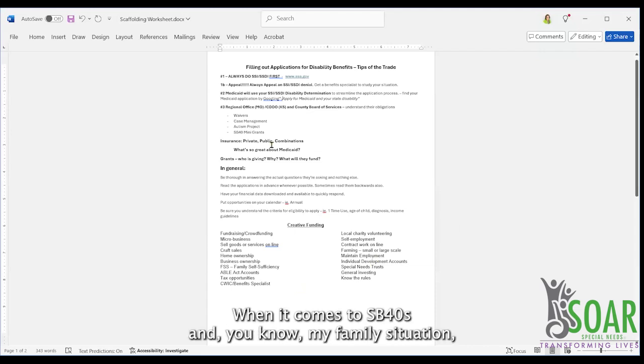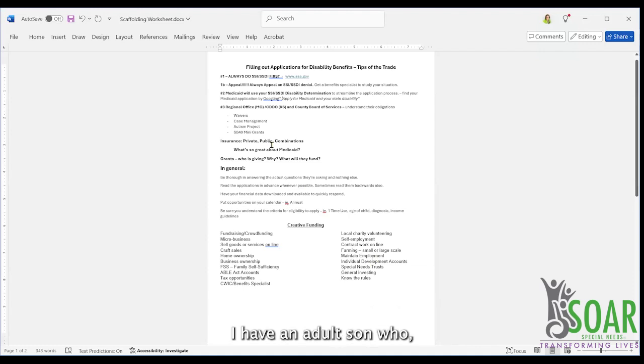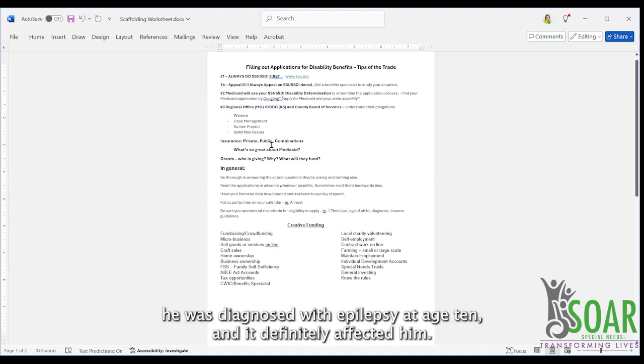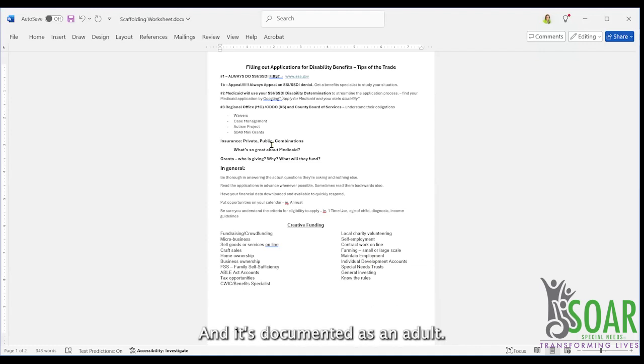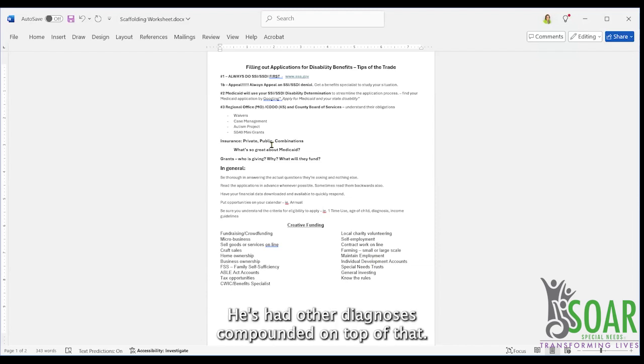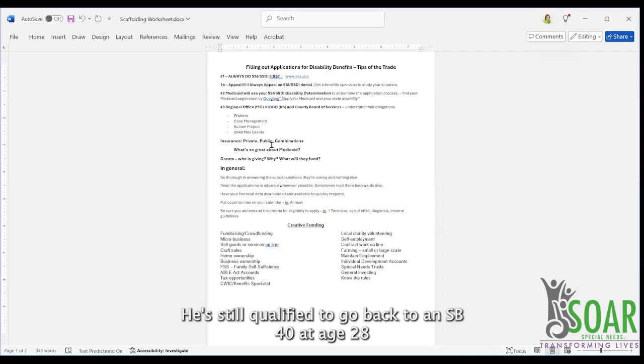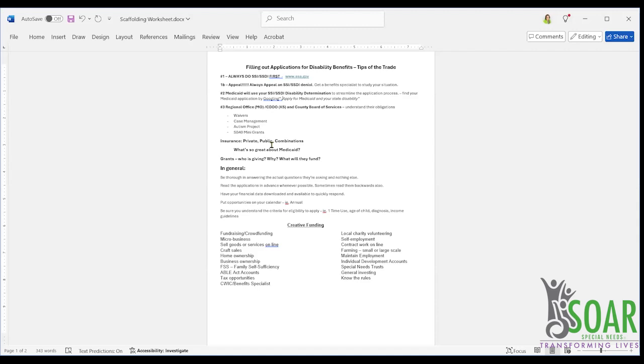When it comes to SB 40s, and my family situation, I have an adult son who was diagnosed with epilepsy at age 10, and it definitely affected him, and that's documented. As an adult now, he's 28. He's had other diagnoses compounded on top of that, comorbidities that have changed his world. Would he still qualify to go back to an SB 40 at age 28 as an adult?